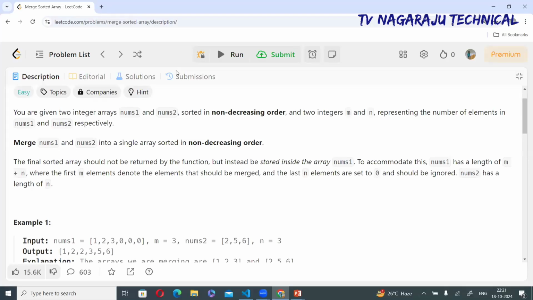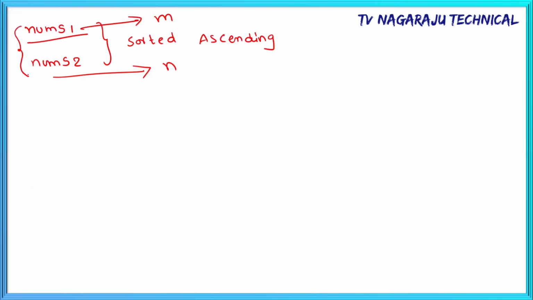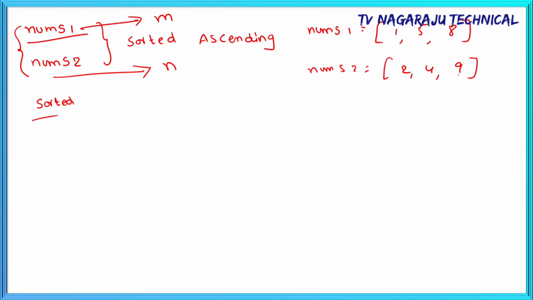Okay, input is given. Merge nums1 and nums2 into a single array sorted in non-decreasing order. What is the meaning? You need to merge the two arrays such that all the values are sorted. Just for simplicity, assume nums1 is 1, 5, 8. This is in sorted order. Suppose nums2 is 2, 4, 9. This is in sorted order. Merge the two arrays. Again, the result is in sorted order: 1, 2, 4, 5, 8, 9. This is the concept they want.